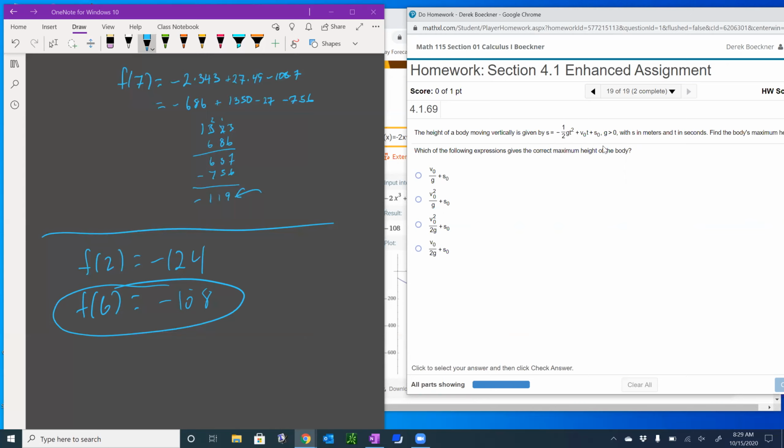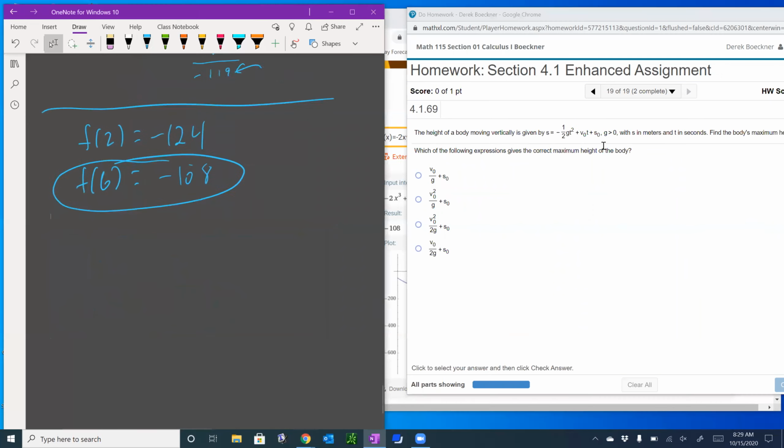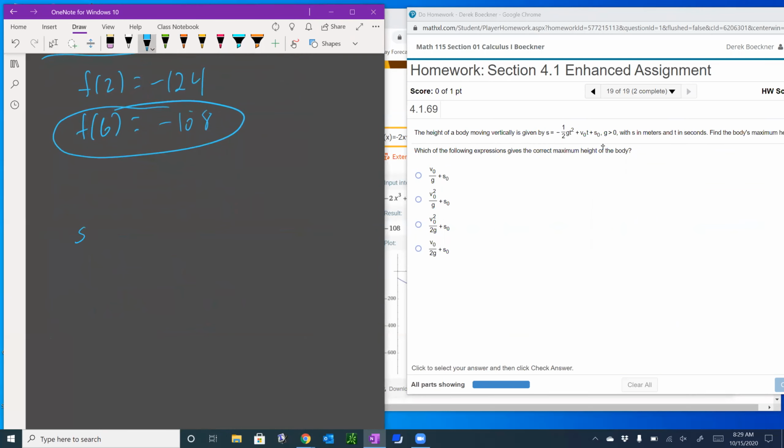So ds/dt is going to be minus gt plus v naught. That's what the derivative is. So this is equal to 0 when v naught equals gt, or when t equals v naught over g, right?